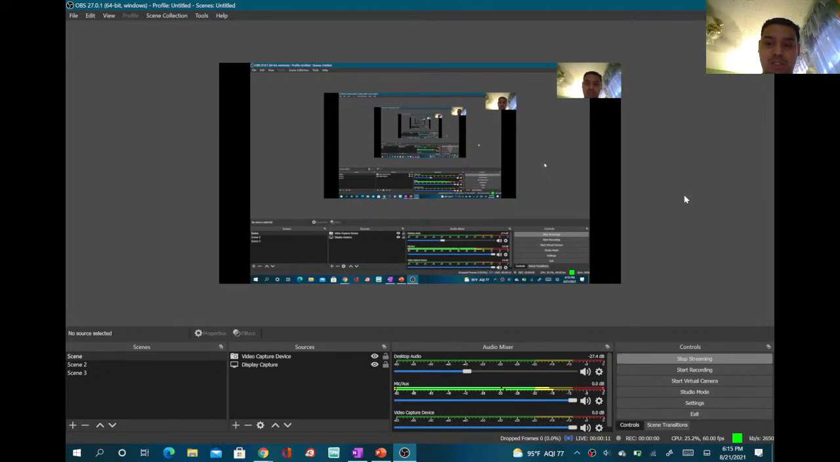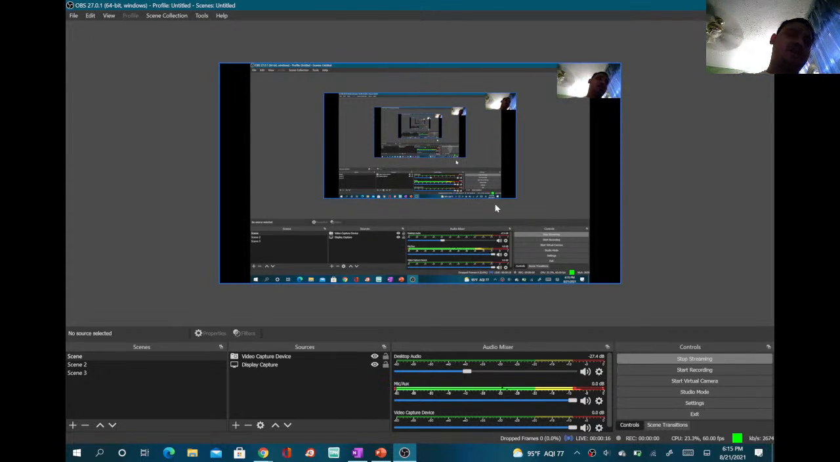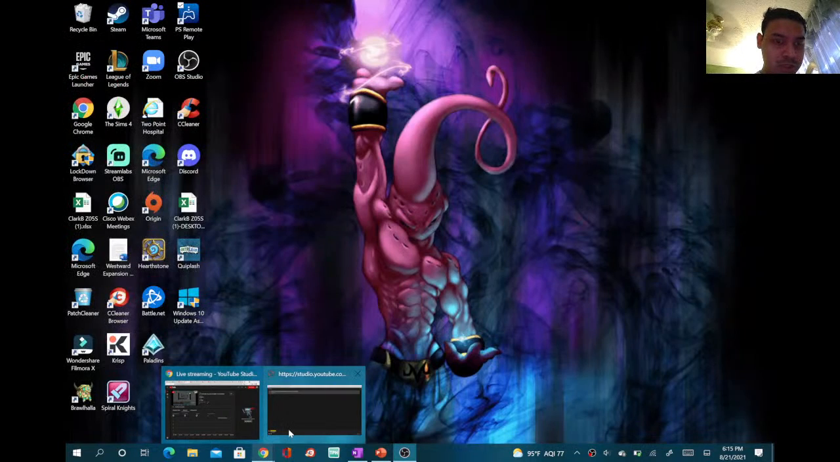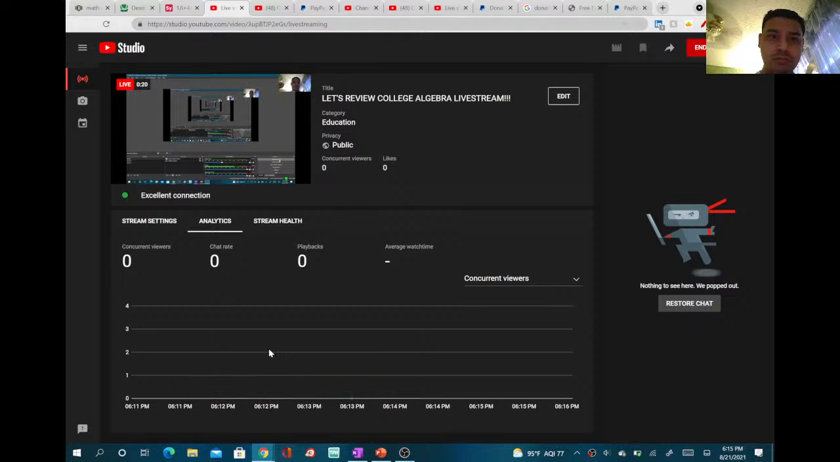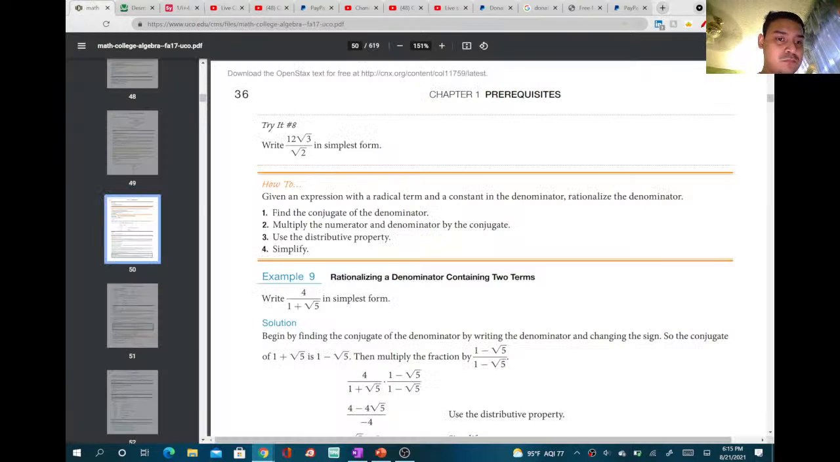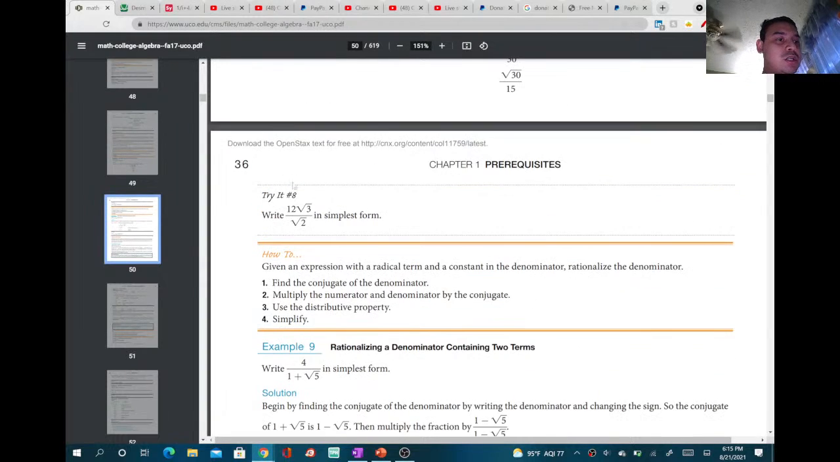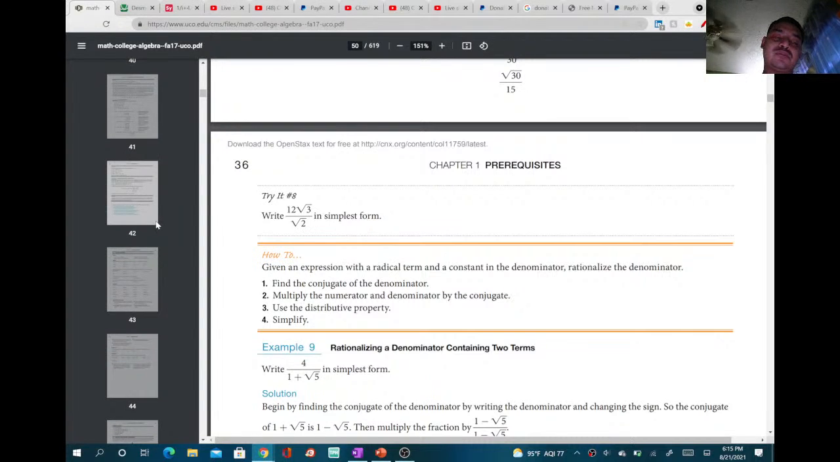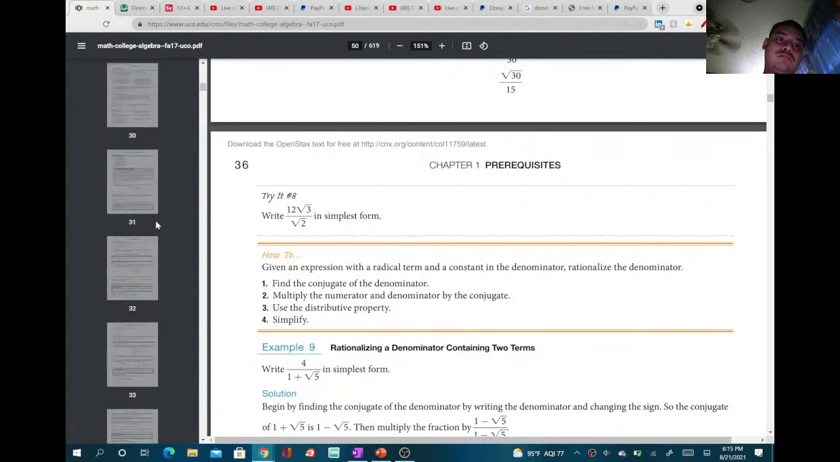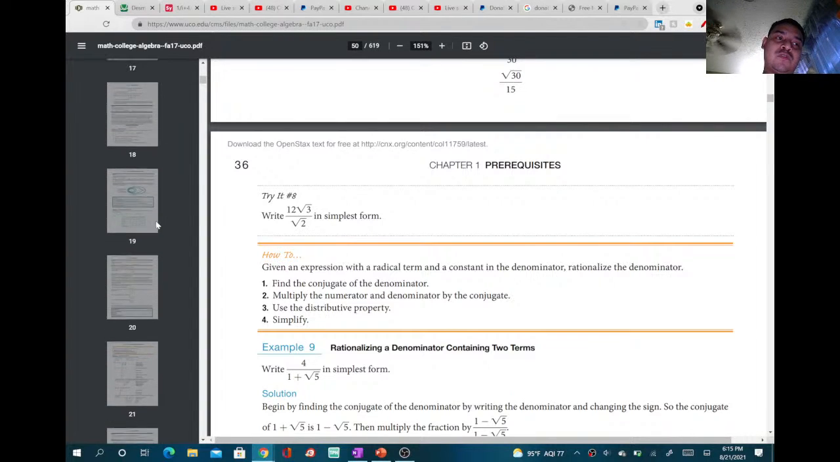Here's what I want to do on this stream. I want to go over mostly, I believe, section 1.1. Let me just give me 1 second. So, I believe it's this one here. Now, this is for those of you that are heading into college algebra. If you're heading into college algebra, I do want to go over some sections.